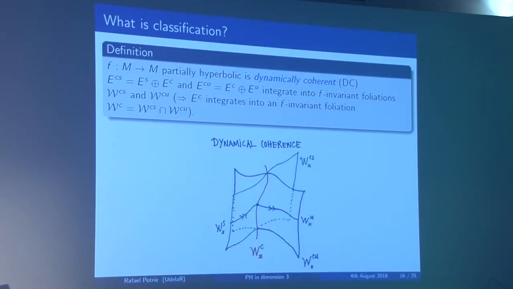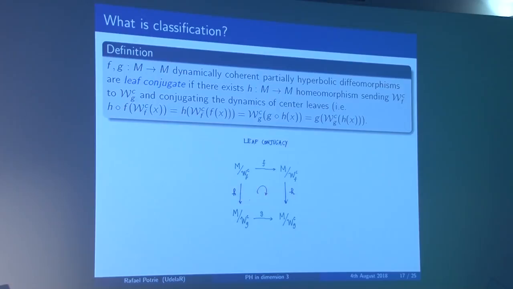And if you have two dynamical systems which are dynamically coherent, so the notion of equivalence that we will use in partially hyperbolic systems is the notion of leaf conjugacy that goes back to Hirsch, Pugh, and Shub, and which asserts that what I said at the beginning. So there's a homeomorphism that maps the center foliation of one diffeomorphism into the other and makes that the dynamics of both foliations, how the maps permute the leaves, is the same. So that's the diagram.